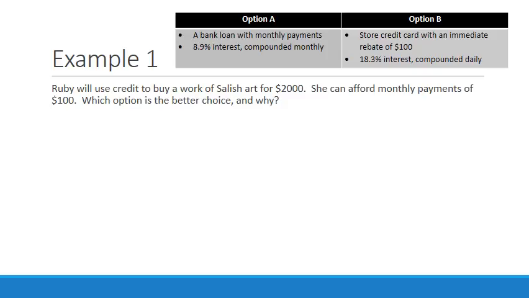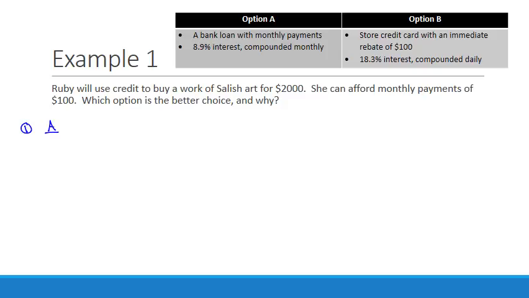All right, example 1. Ruby will use credit to buy a work of Salish art for $2,000. She can afford monthly payments of $100. Which option is the better choice and why? All right, so if we're going to make a decision on what's a better option, then we actually have to determine the price or the cost of each option and then compare them to each other. So let's get doing that.